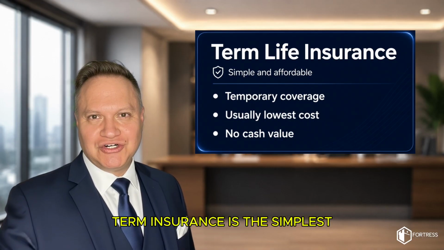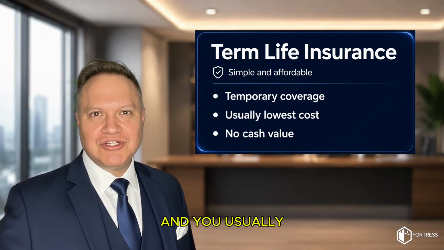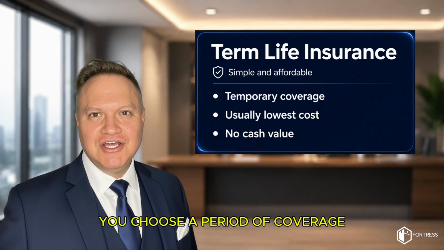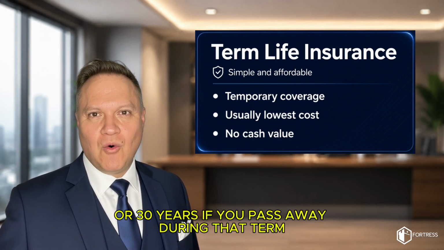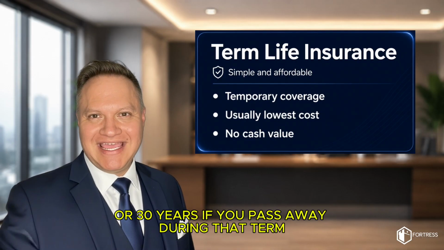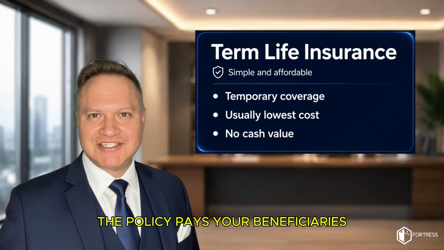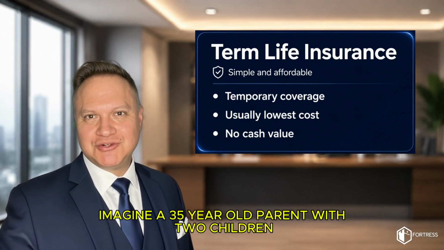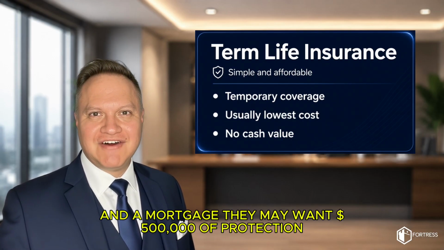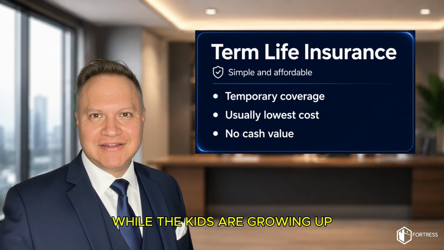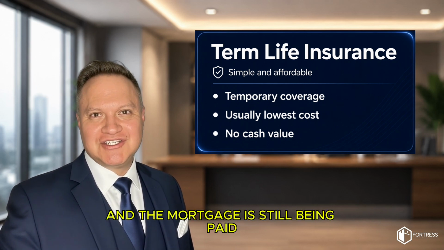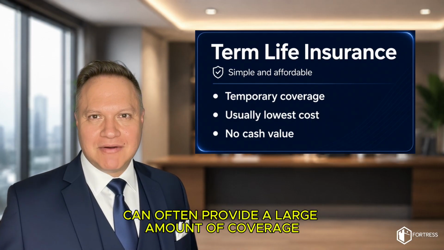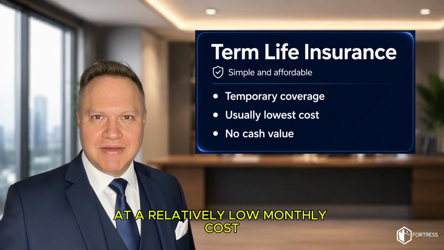Term insurance is the simplest and usually the most affordable type of life insurance. You choose a period of coverage, usually 10, 20, or 30 years. If you pass away during that term, the policy pays your beneficiaries. For example, imagine a 35-year-old parent with 2 children and a mortgage. They may want $500,000 of protection while the kids are growing up and the mortgage is still being paid. A term policy can often provide a large amount of coverage at a relatively low monthly cost.